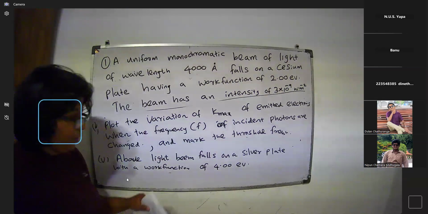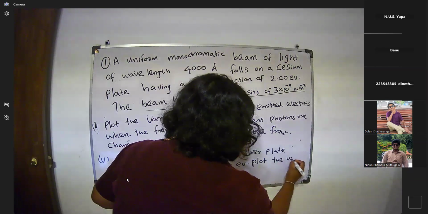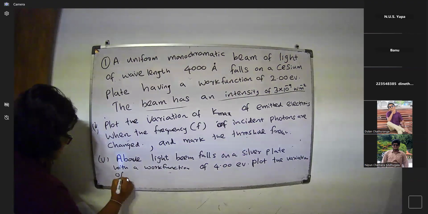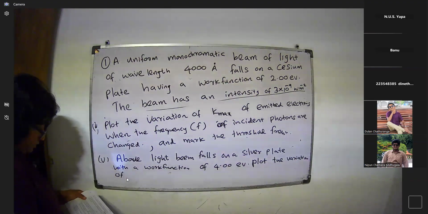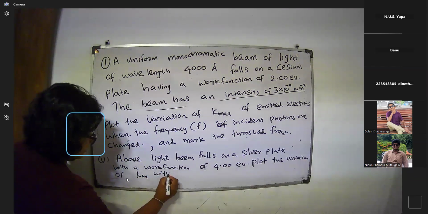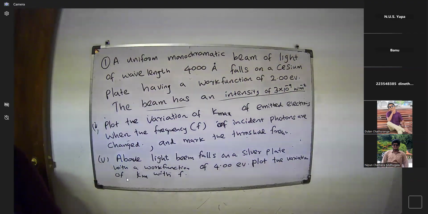Plot the variation of Kmax with f on the same graph and name them. Right?